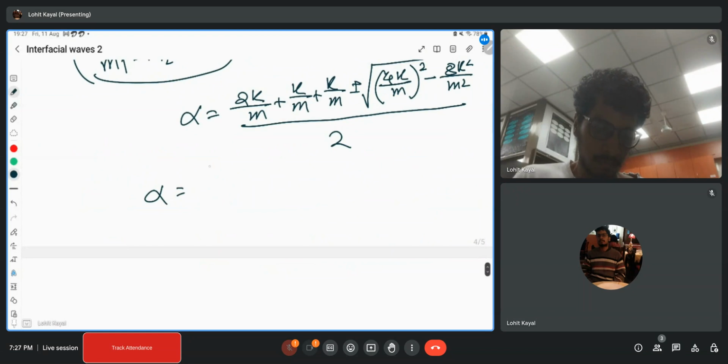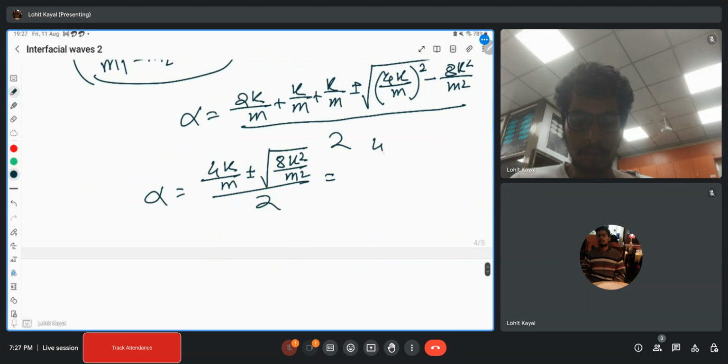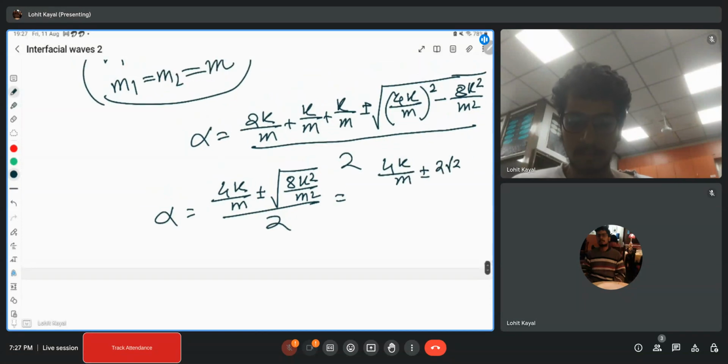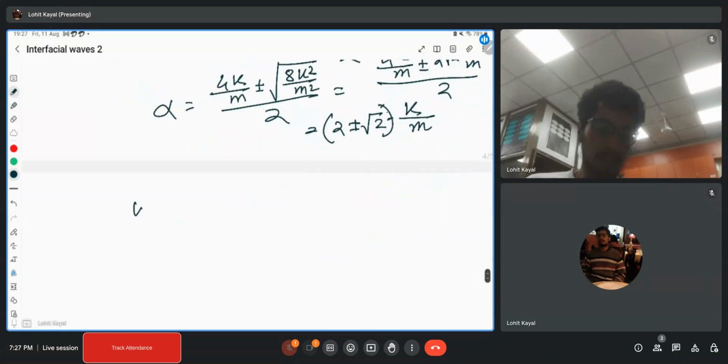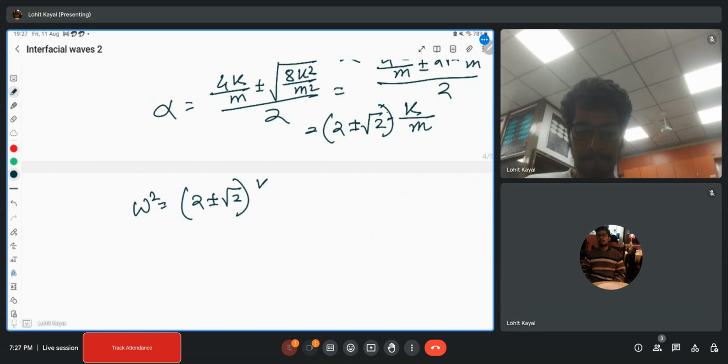So alpha equal to 4k by m plus minus of root of 8k square by m square divided by 2. 4k by m plus minus of 2 root 2 k by m divided by 2. So it will be 2 plus minus root 2 k by m. So omega square equal to 2 plus minus square root 2 k by m.